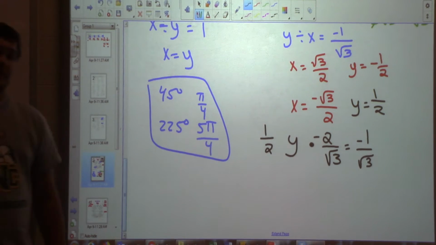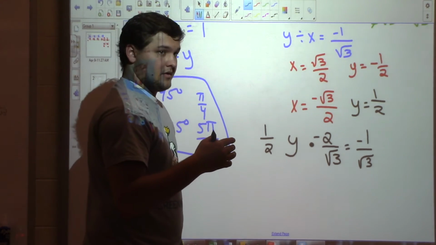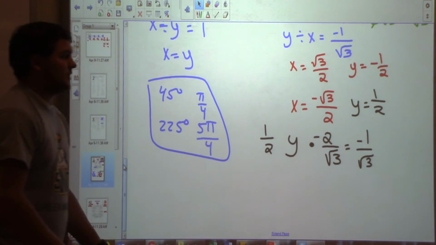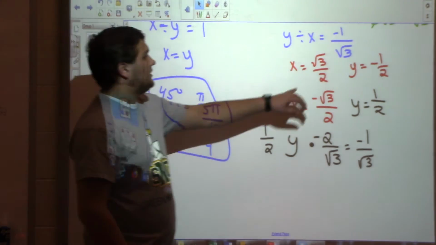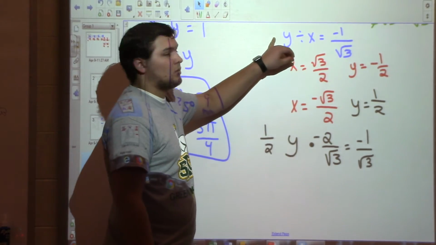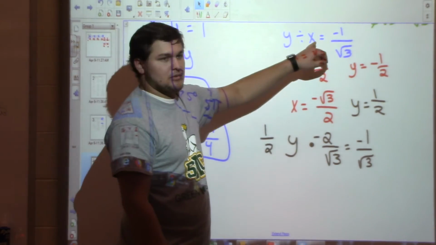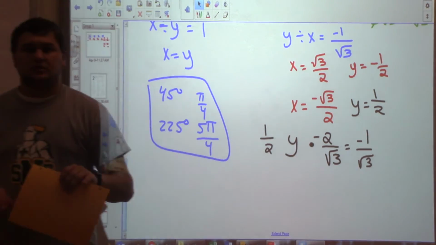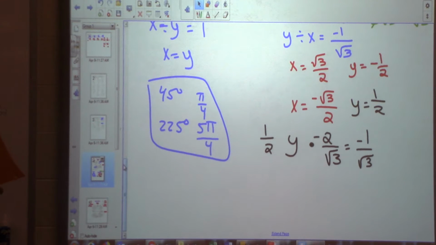Yes. Jalen? Why did we have to do x equals square root of 3 over 2 and x equals negative square root of 3 over 2? Because I know to get a negative number out here, either x or y could be negative, and the opposite would be positive. Alright? Good question. Any other questions on that?